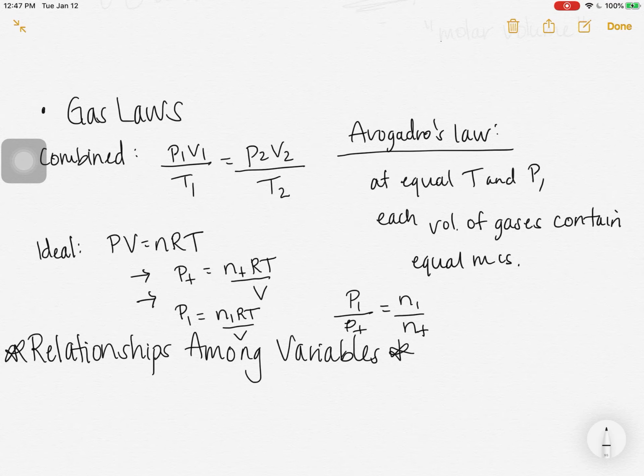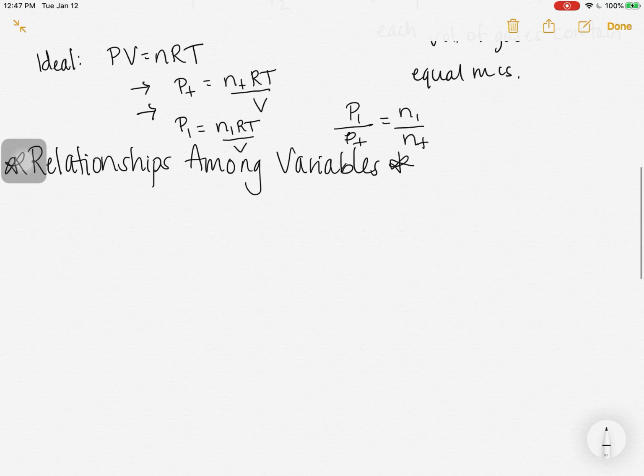But more important than that is the relationship among the variables. This is that whole discussion of who's directly proportional and who's inversely proportional. So we know that if we decrease the volume of a container, the pressure will increase.